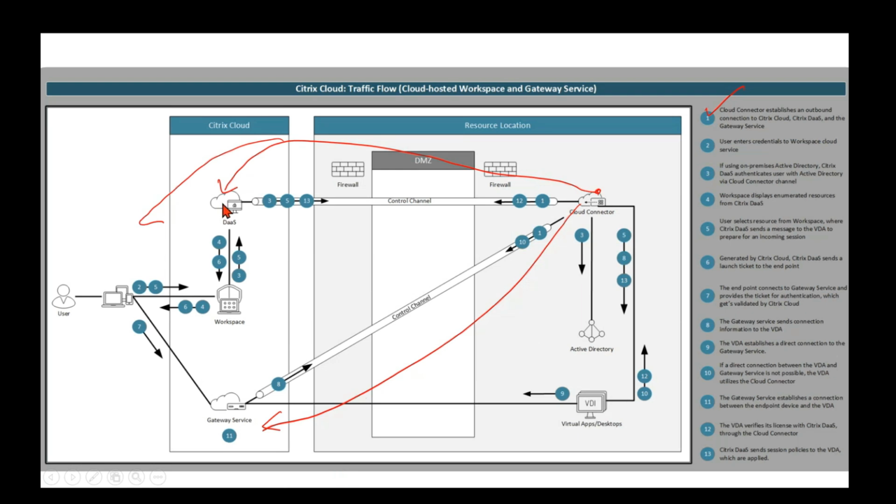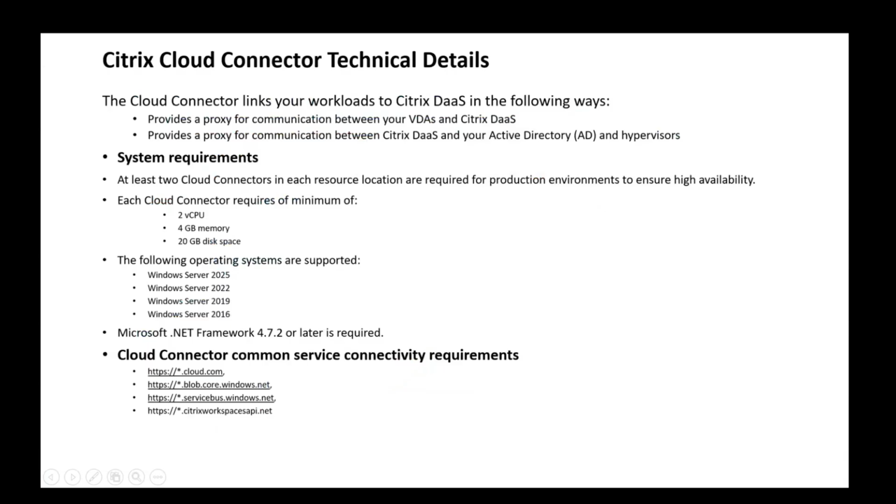Here, it will have a continuous outbound connection to your gateway as well as to your DaaS service. So you may have a question: what is the communication, as I told, if you remember here, see cloud.com, and then we have Citrix workspace.ap.net, right? Similarly, we have to allow one more URL which is related to the gateway, which I missed here. Okay, so this is related to DaaS.